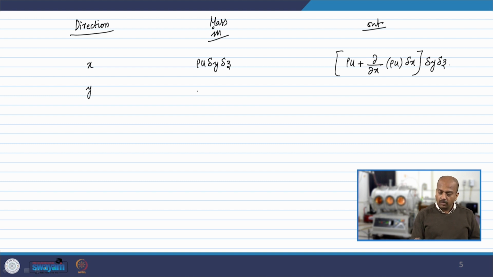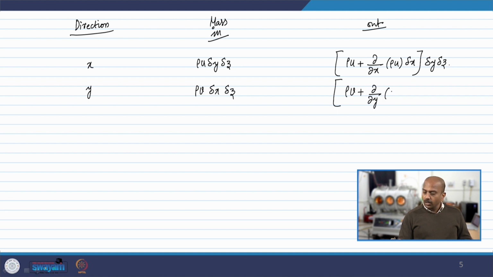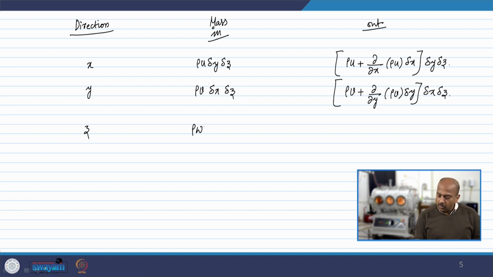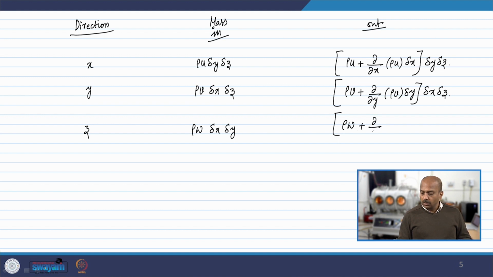So, we have y, which is rho v delta x delta z, and it will be rho v plus dou by dou y of rho v delta y, times delta x delta z. And we have the third, which is z: rho w delta x delta y, and this will become rho w plus dou by dou z of rho w delta z, times delta x delta y.